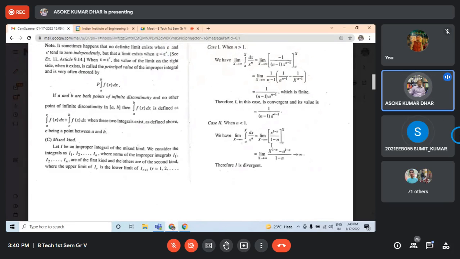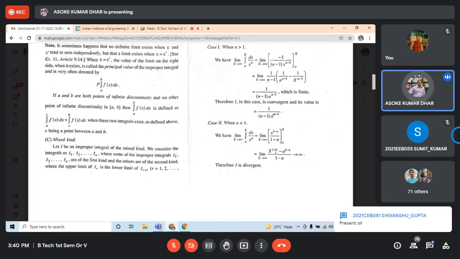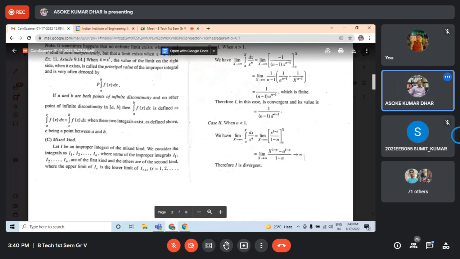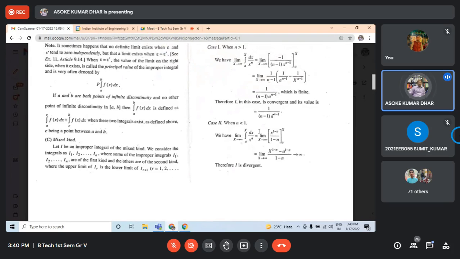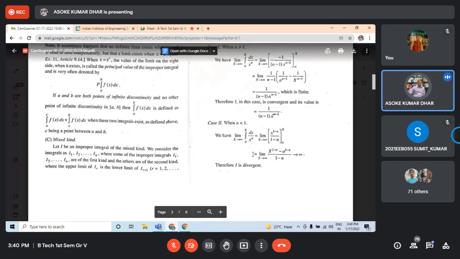But in the second case, see that n is less than 1, so 1 minus n is greater than 0. So if we take the limit x tends to infinity, then this is infinity minus something, so this tends to infinity. In this case, I is divergent. Clear? So n less than 1 is divergent, n greater than 1 is convergent.